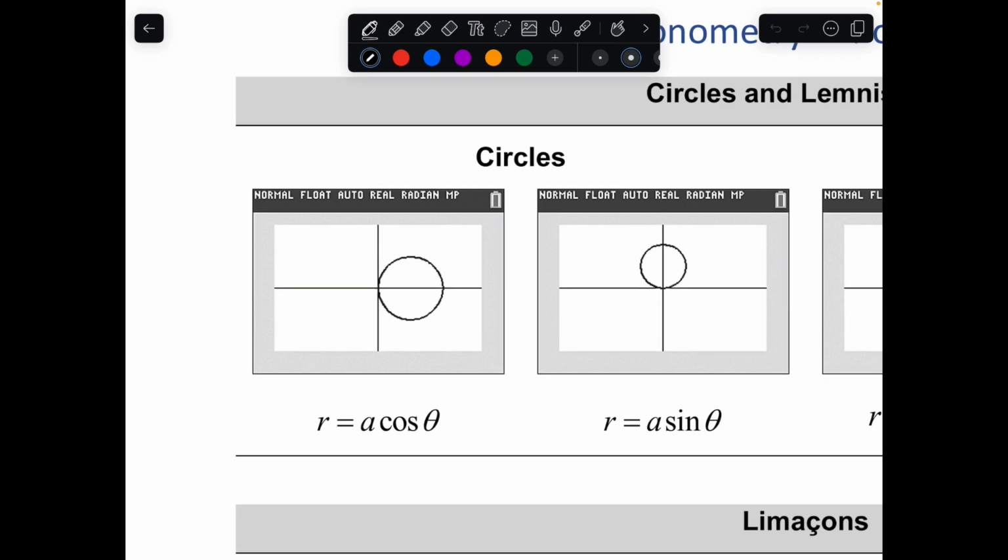So when dealing with circles, we're going to have one of two equations. We're either going to have a cosine theta or we're going to have a sine theta. Depending on whether it's cosine or sine, it's going to dictate whether we're on the horizontal axis, being our polar axis, or the vertical axis, being our pi over 2 axis. For both of these, A is going to dictate how large our circle is, as in how big is our diameter.